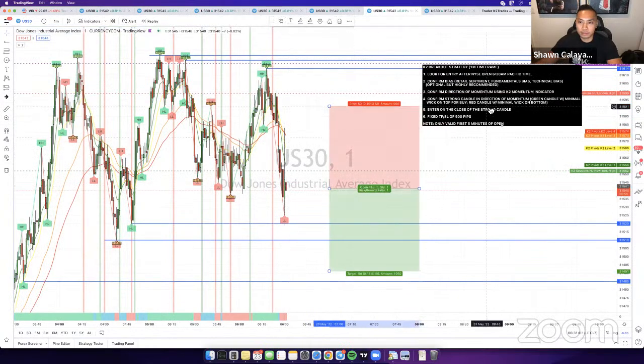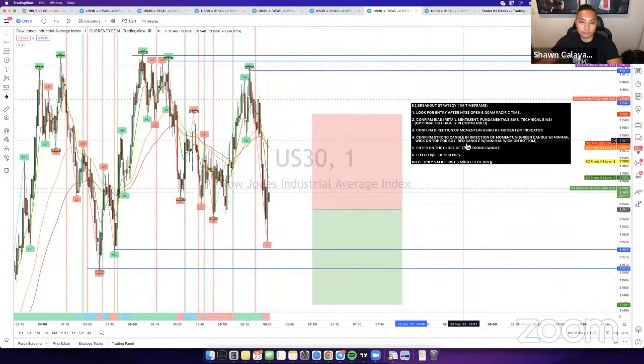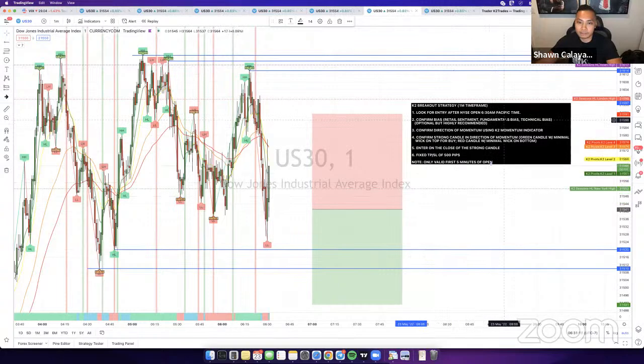Basically, if you guys are looking at the requirements here for the breakout, we're looking for an entry after 6:30 a.m., and the market is now open at 6:31. We want to confirm the bias. It's optional, but highly recommended. The bias right now for retail sentiment is bearish. Fundamental bias is bullish. And the technical bias right here is also bearish. So the majority is weighing for a bearish bias. However, it's not a very strong one because we want all of them to line up in order to be a very strong bias.